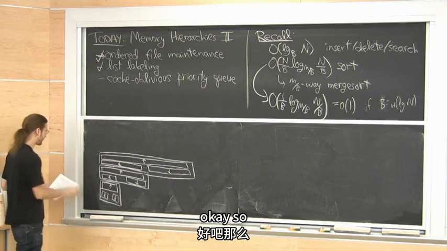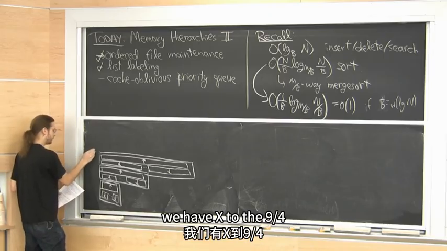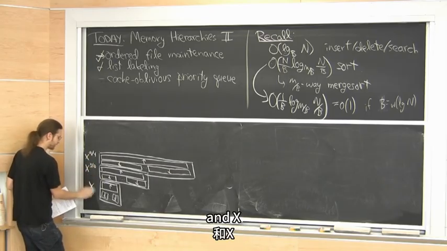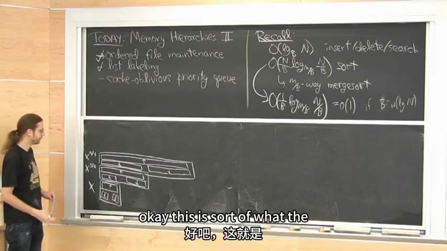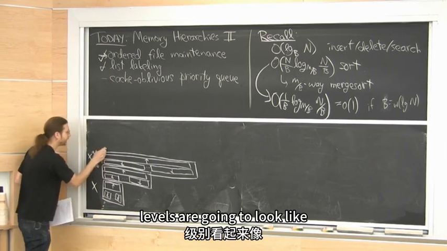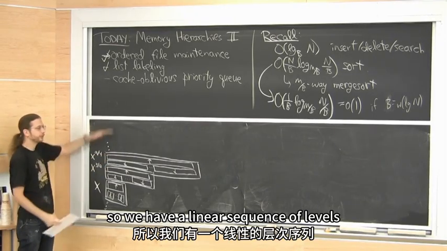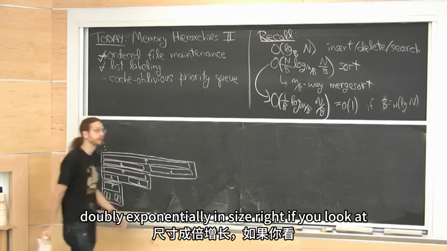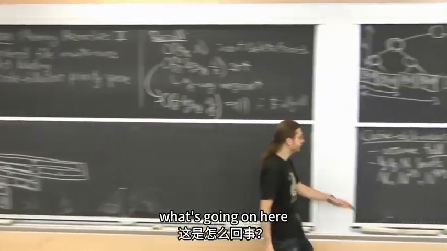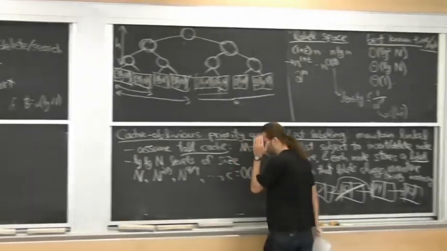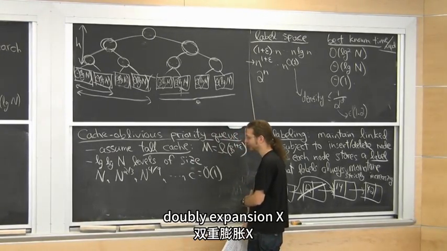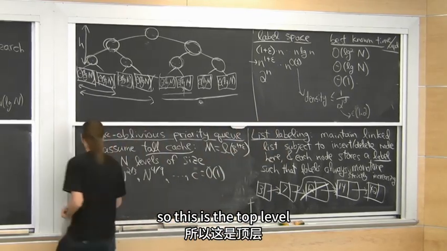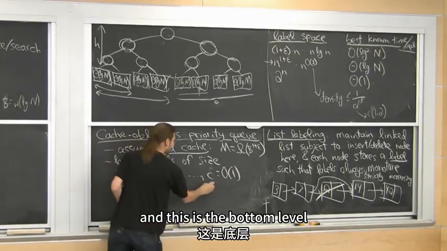Okay, so we have x to the 9/4, x to the 3/2, and x. This is sort of what the levels are going to look like. So we have a linear sequence of levels. They are increasing doubly exponentially in size. Right? If you look at what's going on here, doubly exponential. It's supposed to be this. So this is the top level, and this is the bottom level.